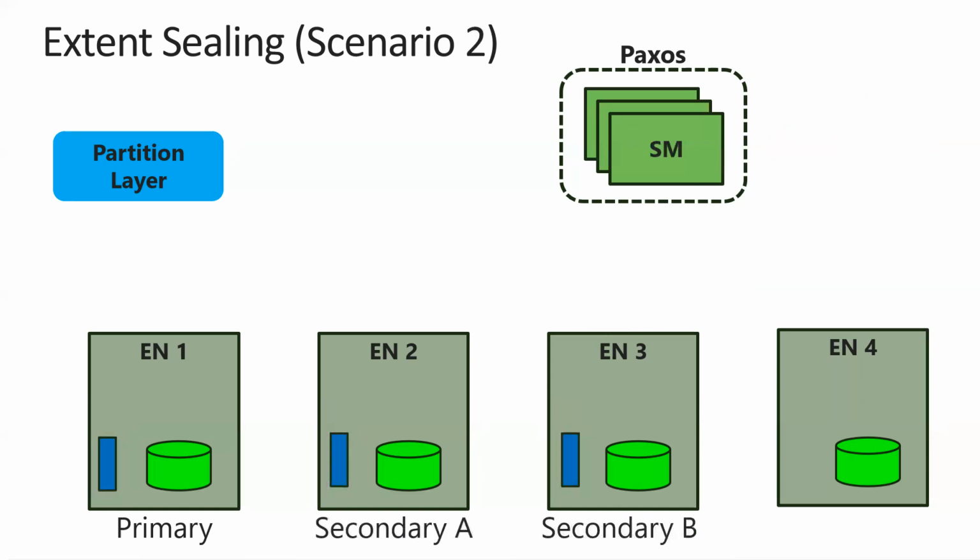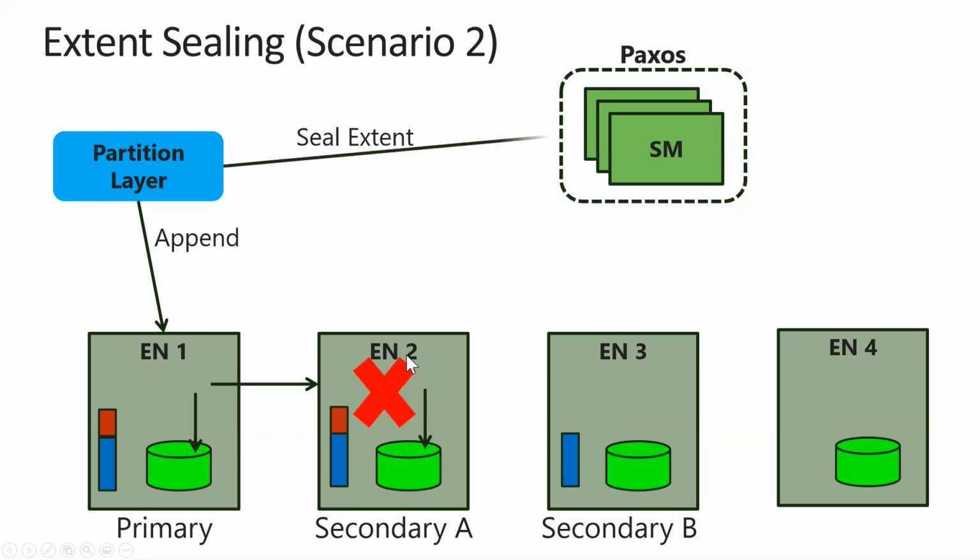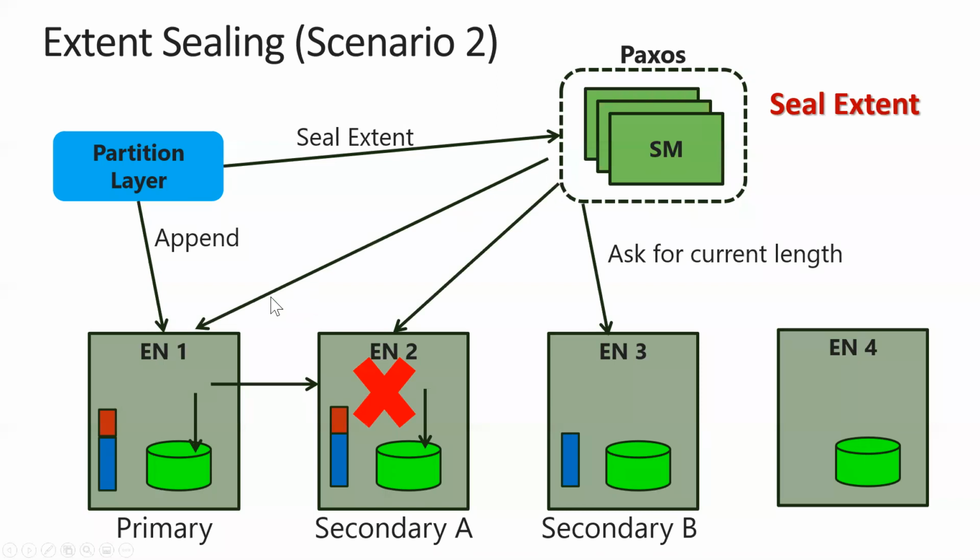Let's look at another scenario of failure and then how this sealing works. Basically the data was appended in only one of the nodes, and then the second node failed. As we have discussed, the partition layer will say, hey, I'm not able to append my request, so please seal the extent and give me a new extent. Then it will seal the extent.